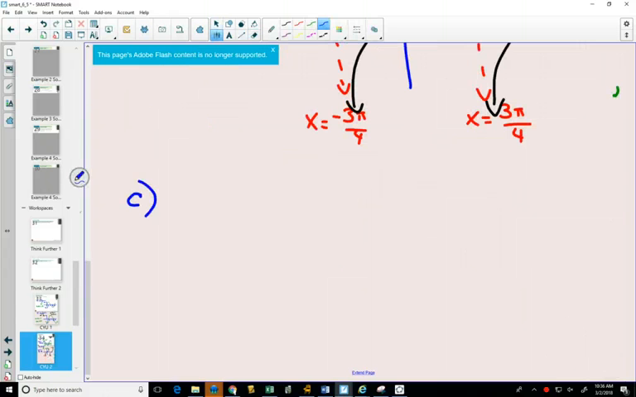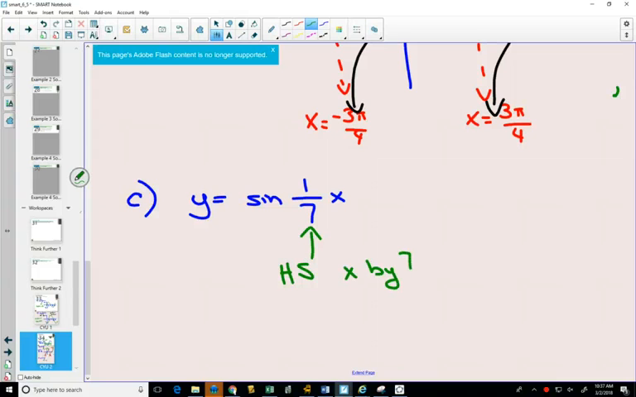And finally, part C, we want to look at y equals sine of x over 7. Are you okay if I change x divided by 7 to 1/7 x? Because dividing by 7 is the same as multiplying by 1/7. And when we write it that way, we see that that 1/7 is inside. It's going to be a horizontal stretch. You're going to multiply all your x values by 7.